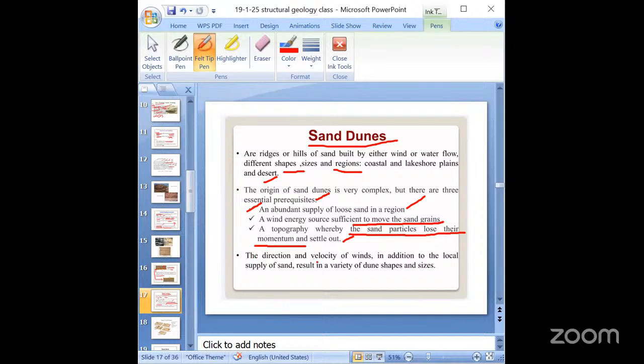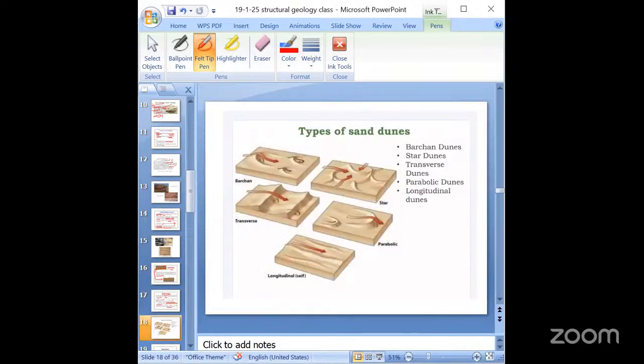The direction and velocity of winds, in addition to the local supply of sand, result in a variety of dune shapes and sizes. You see some of the types of sand dunes here. You see some pictures. These are called barchan dunes. This shape. Okay, this shape.